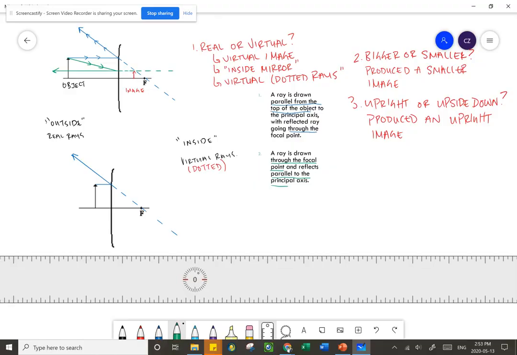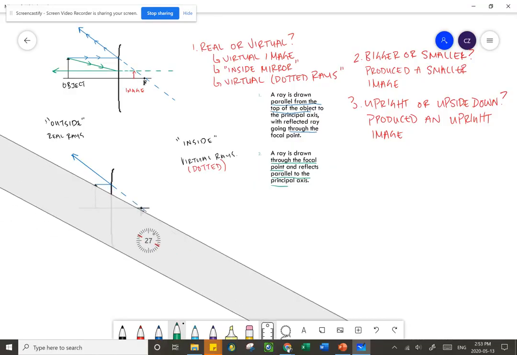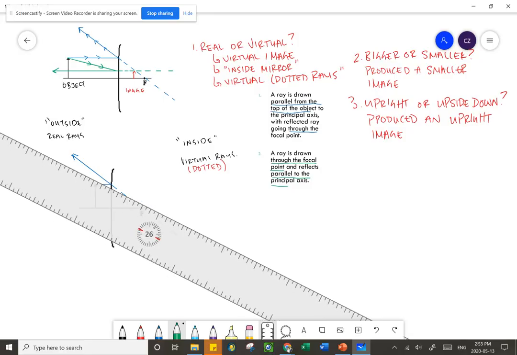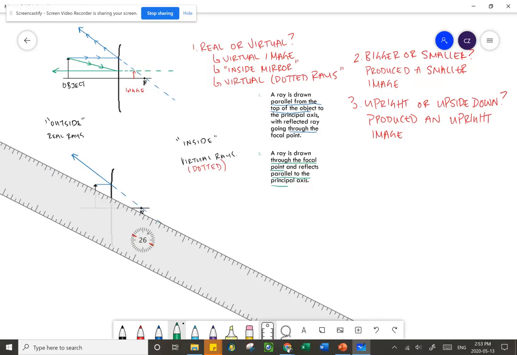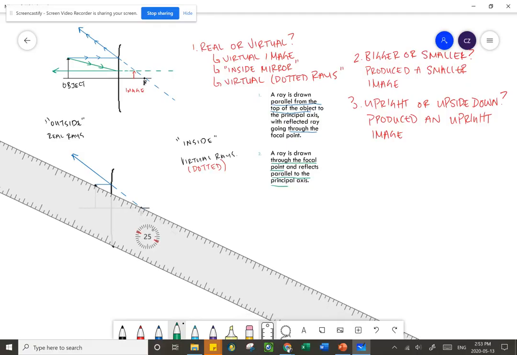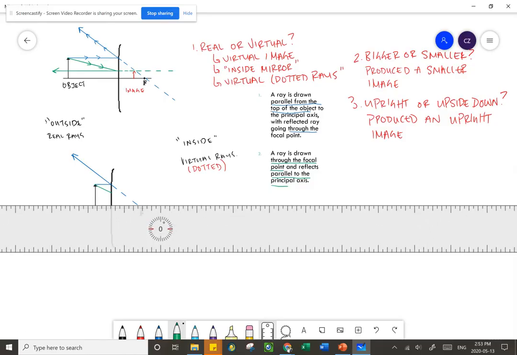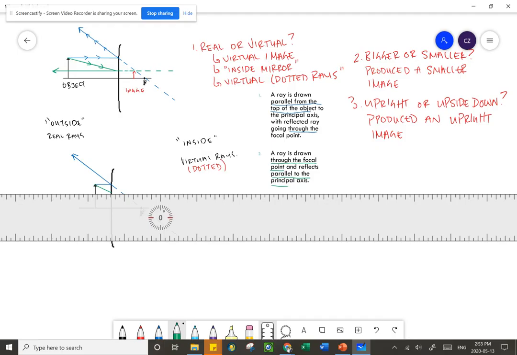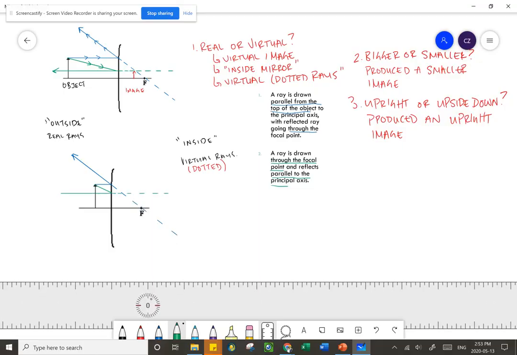The next ray is going to go from the top of the object again, as though it would go through the focal point. Again, we know it's not going to be able to this time because it's going to bounce off the mirror, but it's going to go from the top of the object to the mirror. Okay, and it's going to reflect parallel to that principal axis. So it's going to reflect like this, and I'm going to draw that virtual ray into the mirror. So it's going to reflect like that.